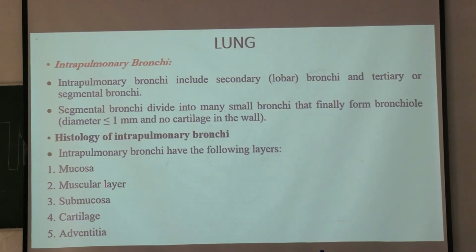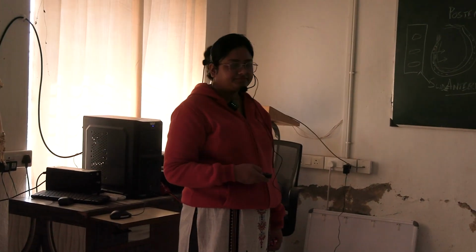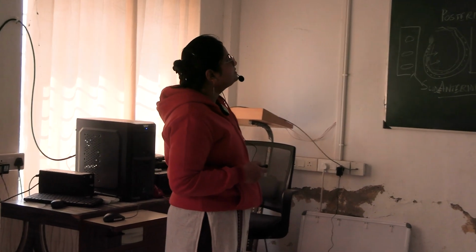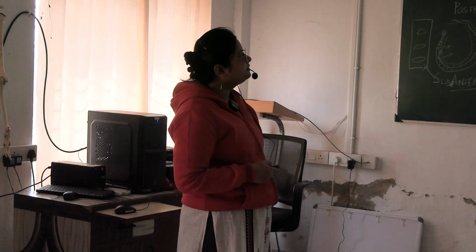This muscular layer is added here. That is the difference from the trachea. Okay, understood? So, in intrapulmonary bronchi, the mucosa consists of pseudostratified ciliated columnar epithelium with goblet cells.